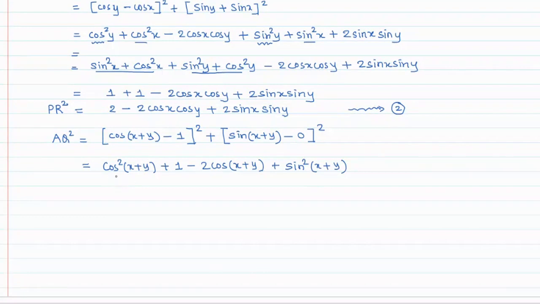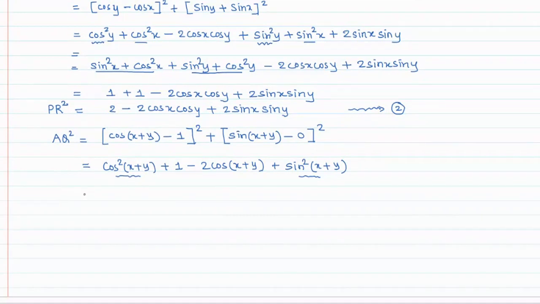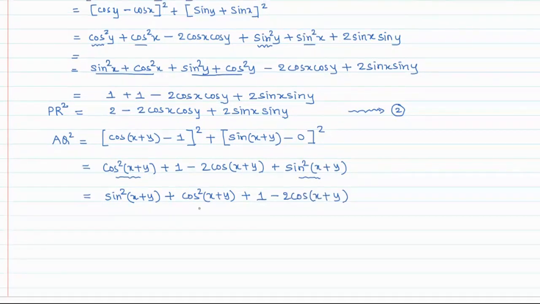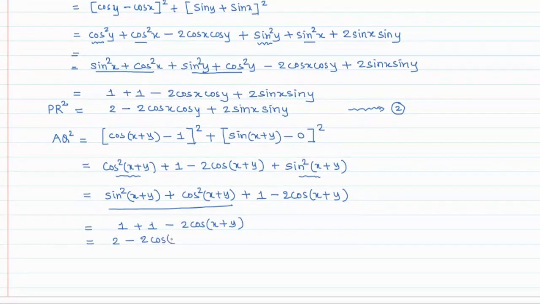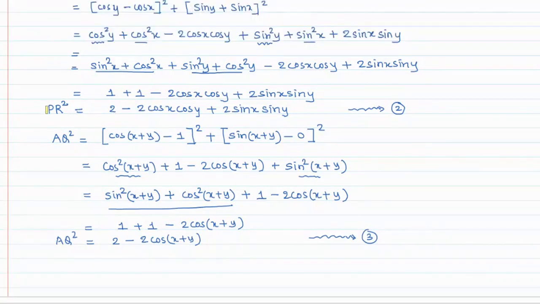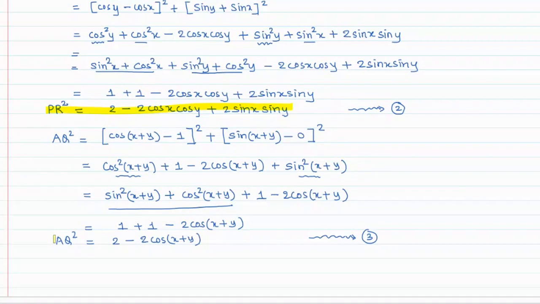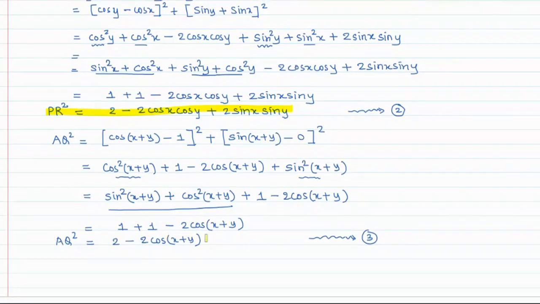Now again, here I will keep these two terms together, that is sin square(x plus y) and cos square(x plus y). So if you observe here again, sin square(x plus y) plus cos square(x plus y) is 1. So you'll have 1 plus 1 minus 2 cos(x plus y), that is 2 minus 2 cos(x plus y). This is AQ square, equation 3. And that is PR square, what you have got in equation 2.